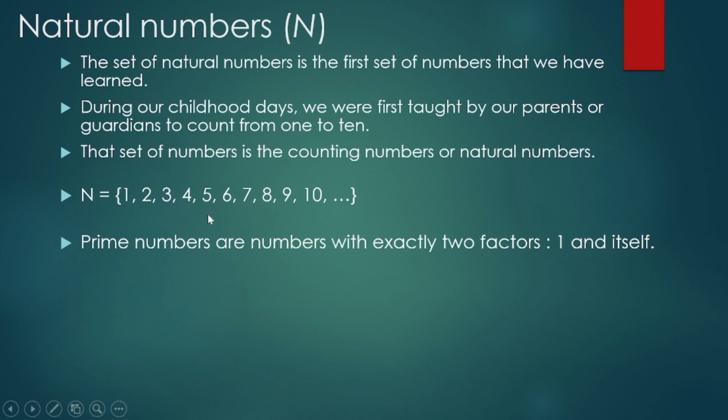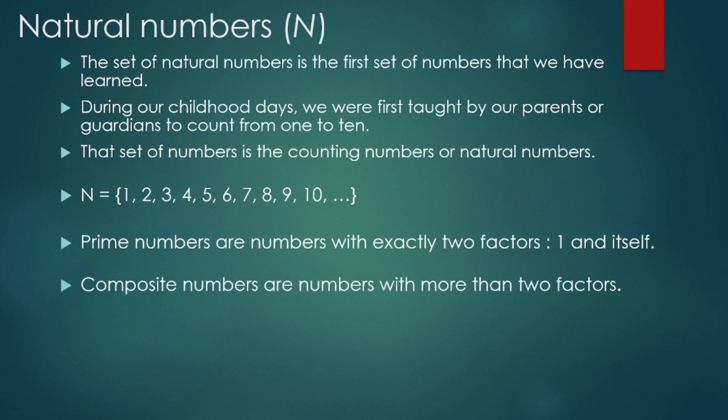Yung 5. Yung 5 is 5 times 1. So, mag-iisa lang. So, that is a prime number. Yung 6 naman, we have 3 times 2 and 6 times 1. So, that is composite. Next, so yun, nakapagbigay na rin tayo ng sample ng composite numbers. So, numbers with more than 2 factors. So, madami yung mga factors. Katulad po ng 4 at saka ng 6 na nasabi natin kanina.